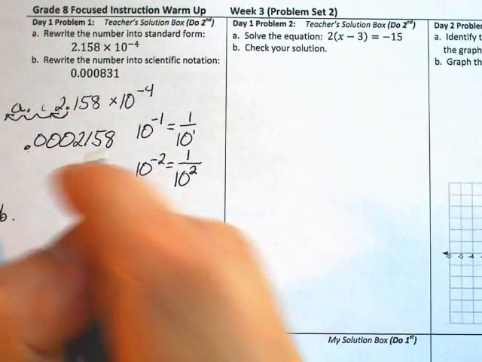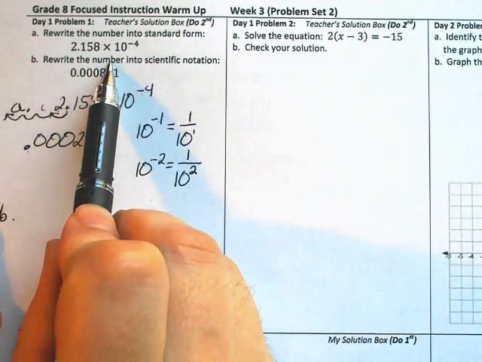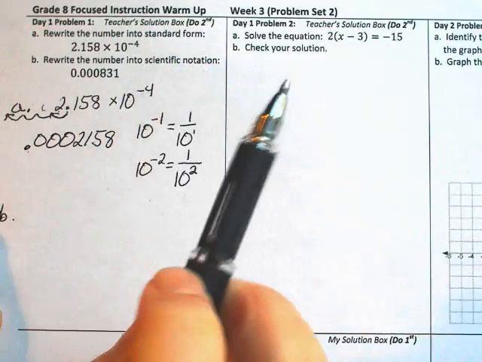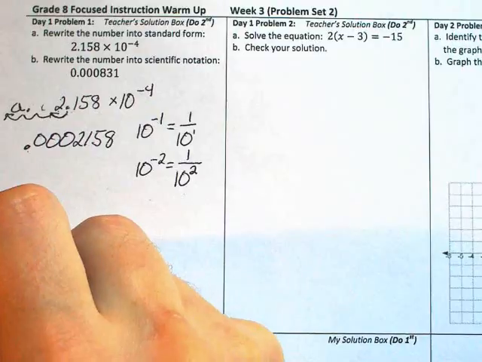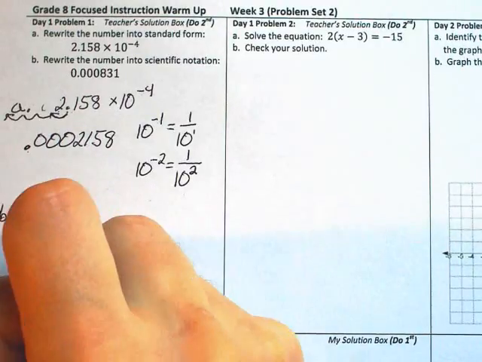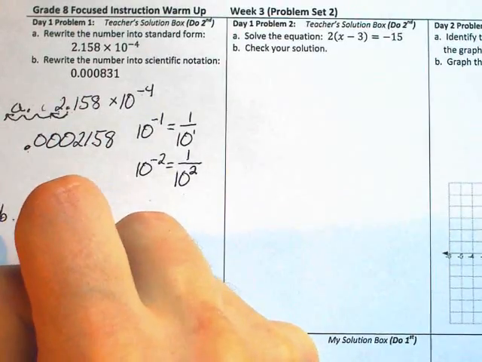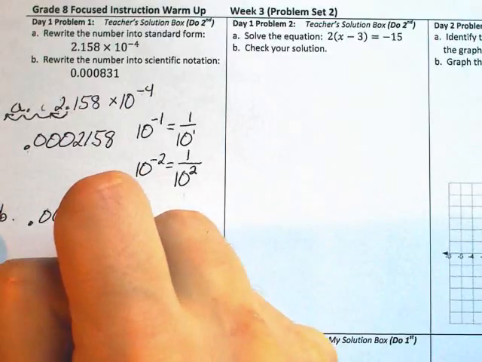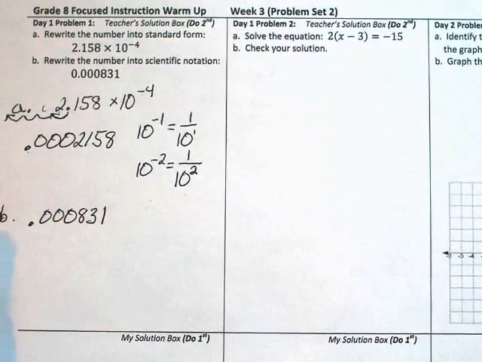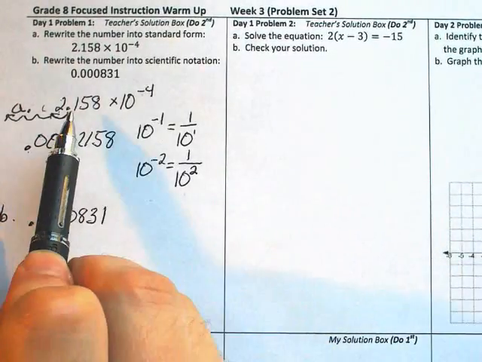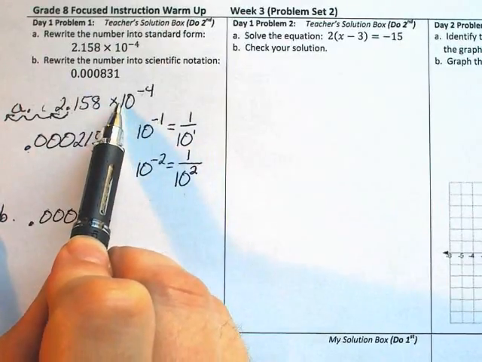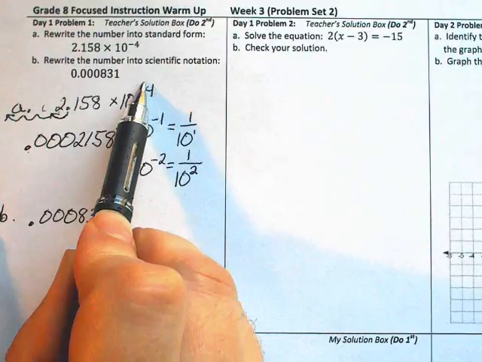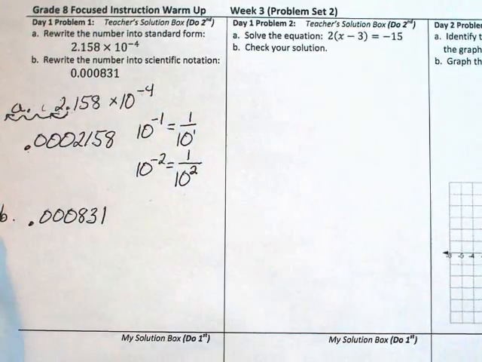Now part B. Rewrite the number into scientific notation, and here's the number. So I'm going to rewrite that number, 0.000831, and rewrite it so that it has a number at the beginning, and it has a times 10, and it has some sort of exponent on the 10.